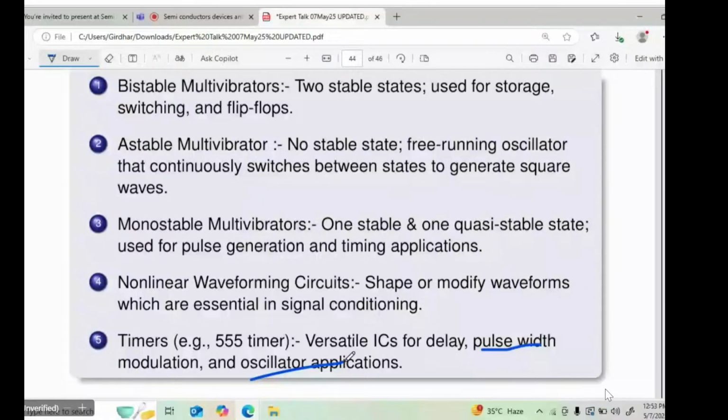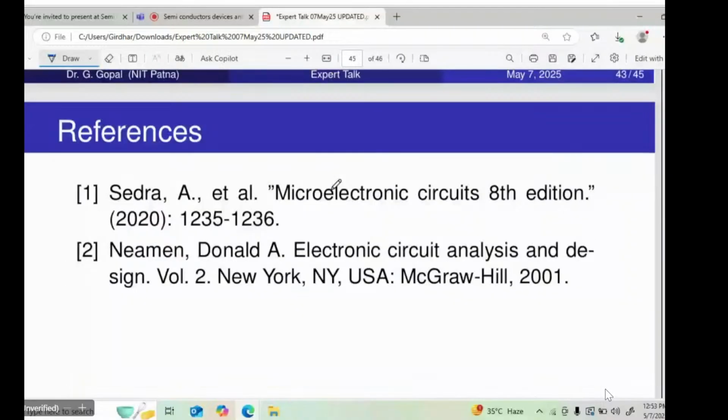Now the book recommended from my side is Donald Neamen, Electronic Circuit Analysis, and the second book for problem solving is Sedra Smith, Microelectronic Circuits. Now there is time here, so we can also do some virtual lab. You can also do some experiments on the virtual lab.